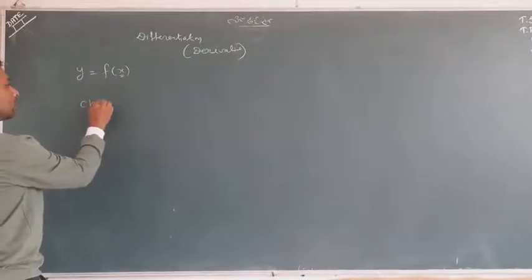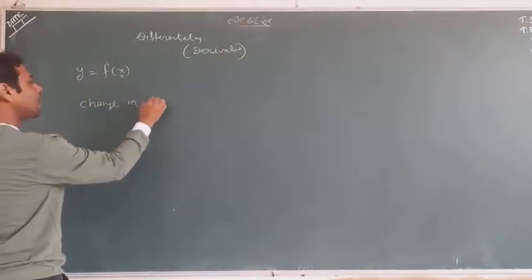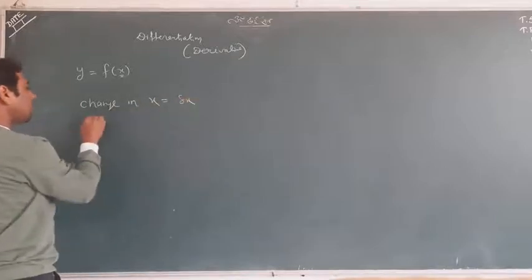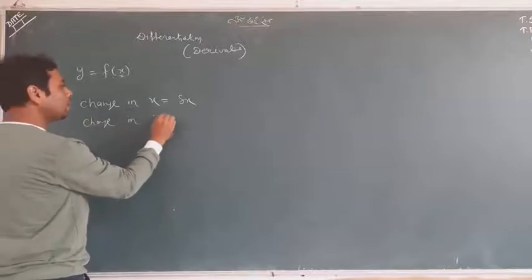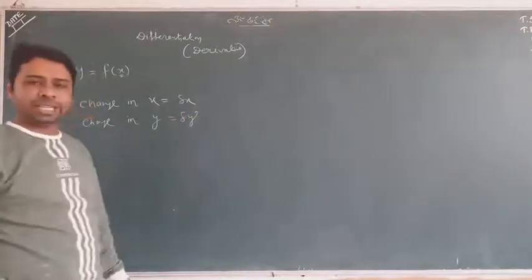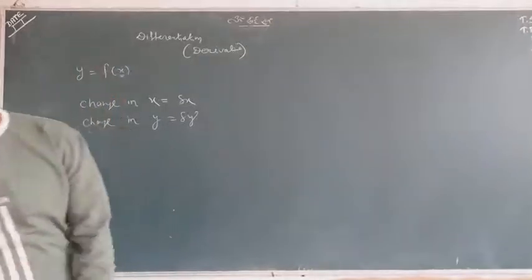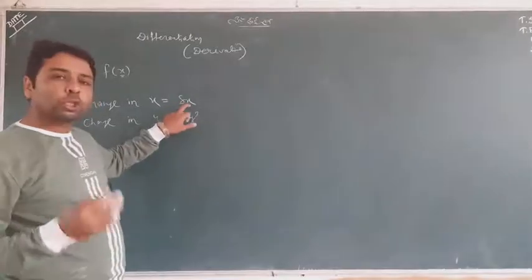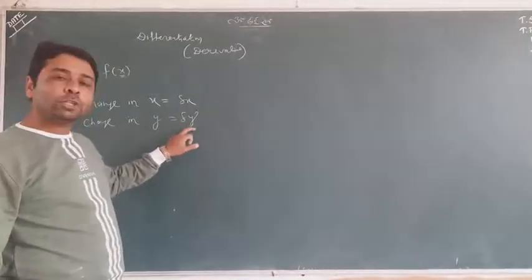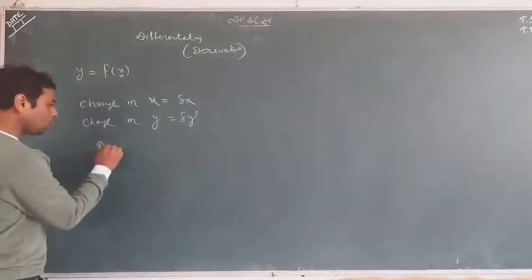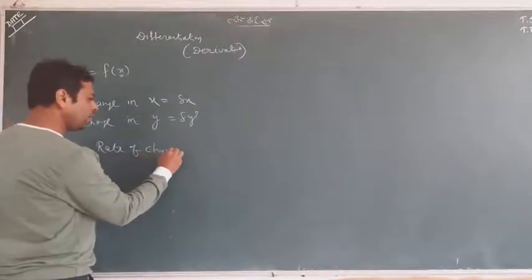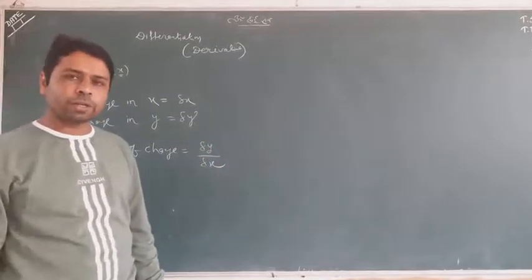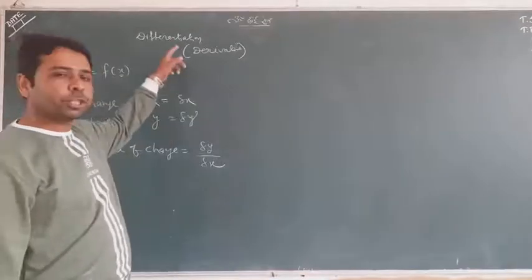The instant change in x is called del x, and the corresponding change in y is called del y. Don't worry about del x and del y. These are symbols. Del x shows a small change in x, del y shows a small change in y. The rate of change is called del y upon del x. This is the rate. So again, what is differentiation?